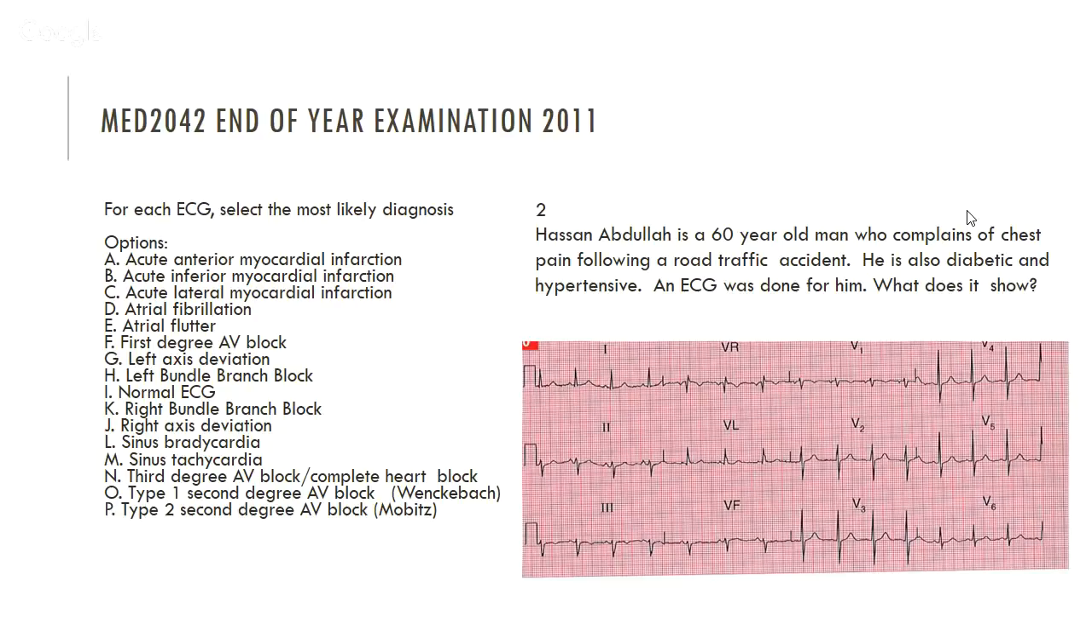So next question. Hassan Abdullah is a 60-year-old man who complains of chest pain after a traffic accident. He has diabetes and a history of hypertension. An ECG was done for him. What does it show?